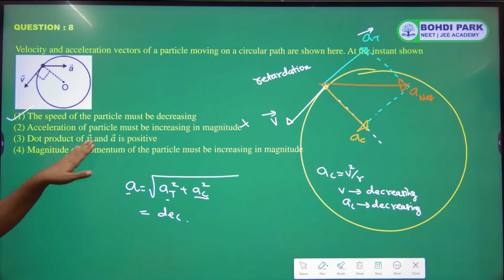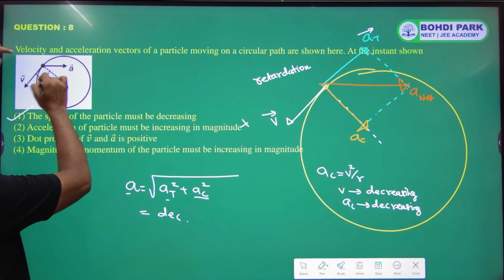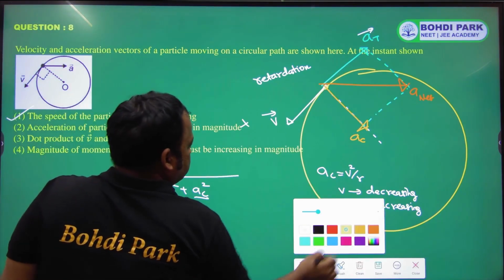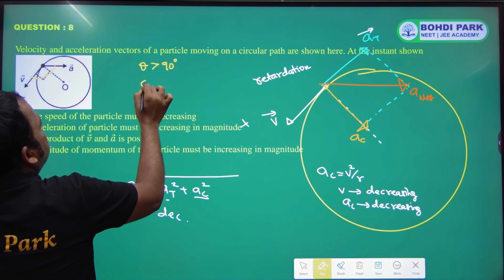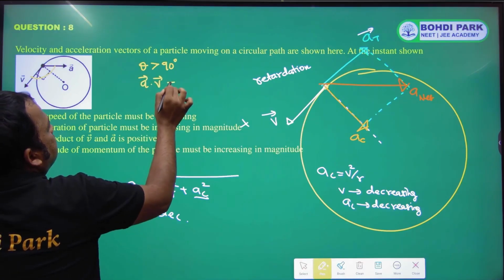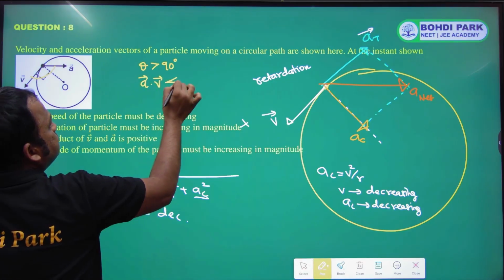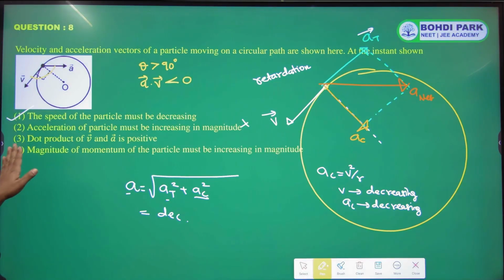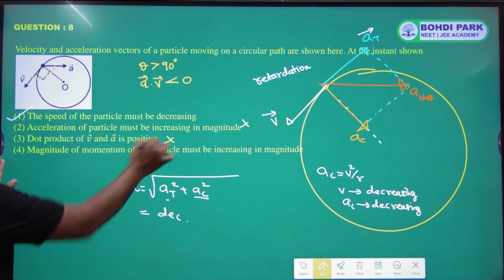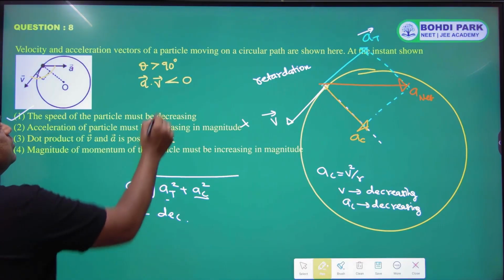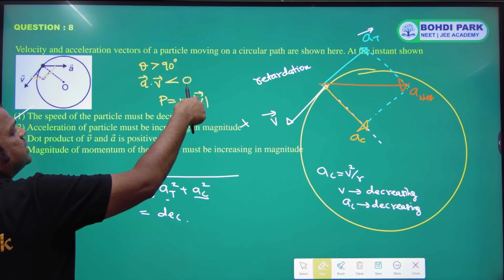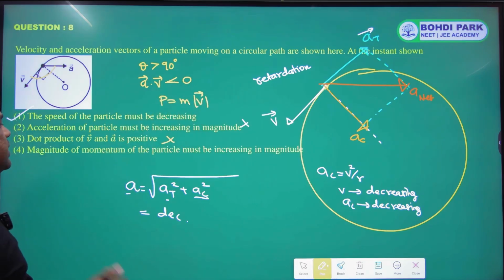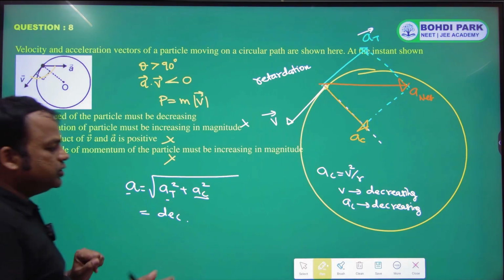Now dot product of velocity and acceleration. If you look at the angle between velocity and acceleration, this angle is more than 90 degree. So the dot product A vector dot V vector will be negative, less than 0. Dot product is negative, so third option wrong. Magnitude of momentum is mass into magnitude of velocity. Magnitude of velocity is decreasing, so magnitude of momentum is also decreasing. So fourth option is also wrong. So our answer is first option. Done. Now next question.